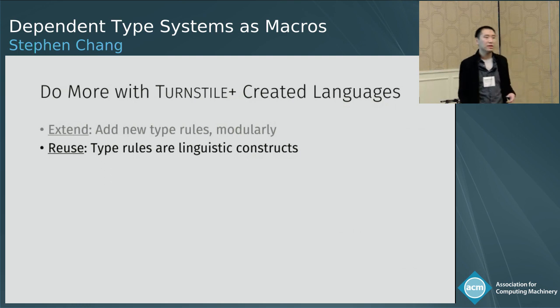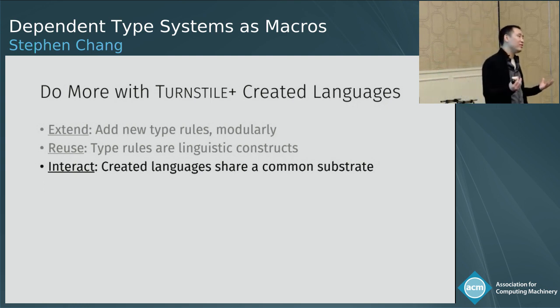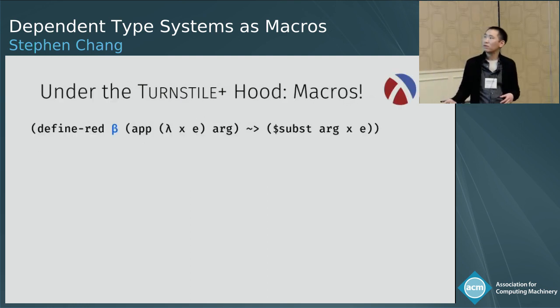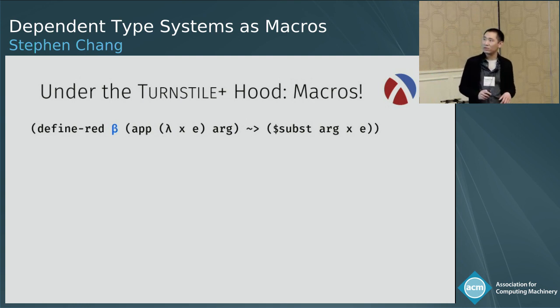So that's reuse. A third thing that you can do with languages created with Turnstile Plus is to have them interact together in a nice way. And they can do this because they share a common substrate. So what is this common substrate? It's macros. Specifically, Turnstile Plus uses Racket's macro system to implement its languages. And here's just one example of how it makes use of macros.